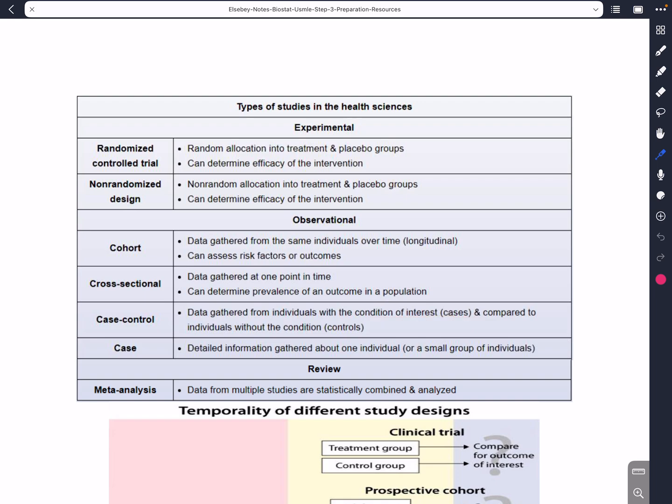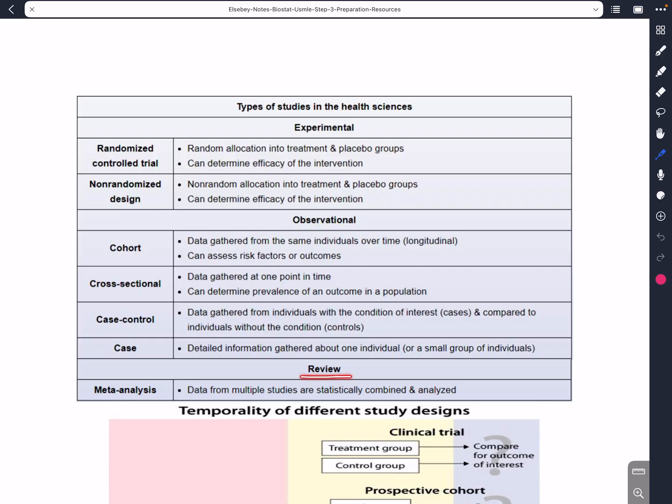And then case study is detailed information gathered about one individual. Just one individual is involved. That is case study. And you can also use case study in a small group of individuals.